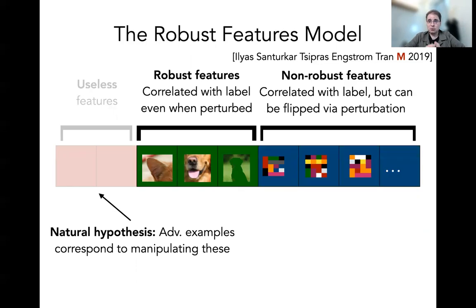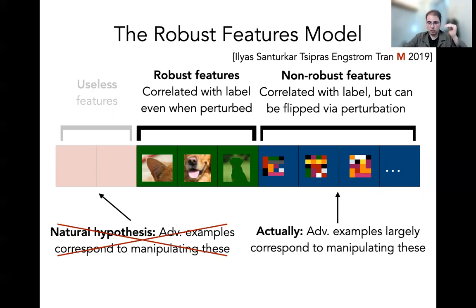But then what we discovered, and this was a huge surprise to us, is that there are also other types of features. We call them non-robust features. These are features that are also correlated with the label, so they're also useful, but they are fragile. Essentially, they can be flipped via a perturbation that would be imperceptible to humans. So now there are these two types of useful features.